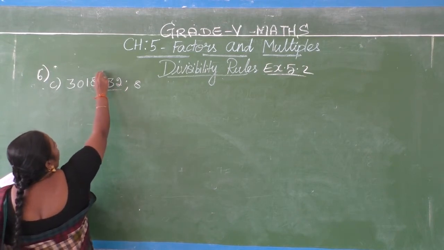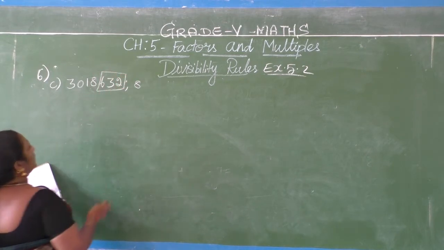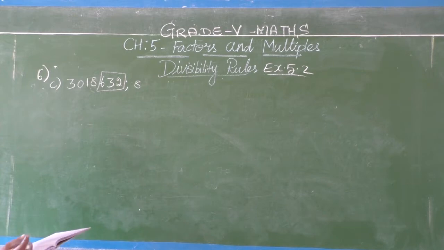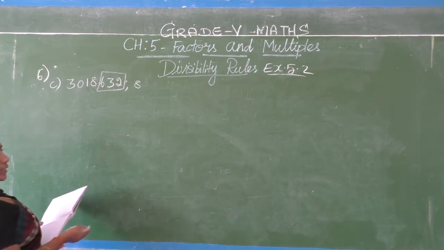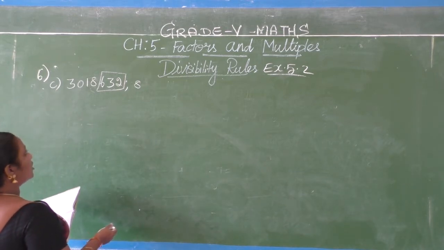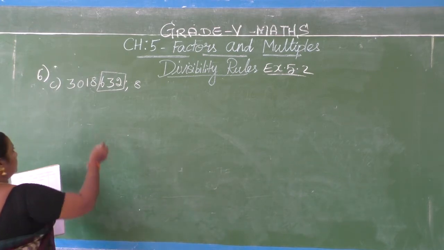So what is the rule for 8? We have to take the last 3 digits, the 1s, 10s, and 100s, together, and check whether that number is divisible by 8 or not.